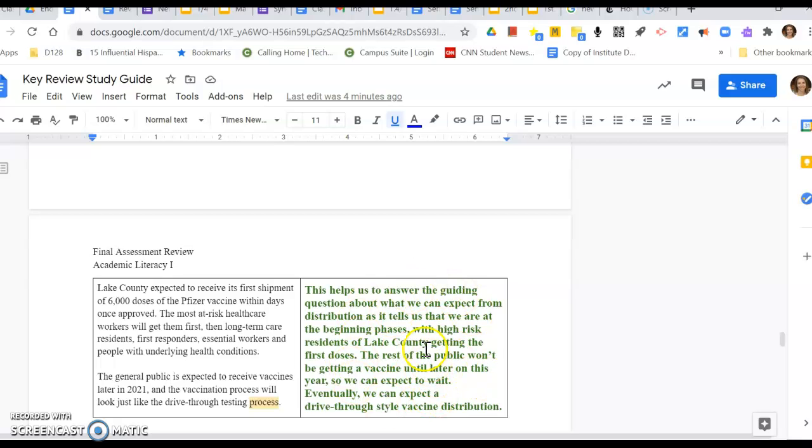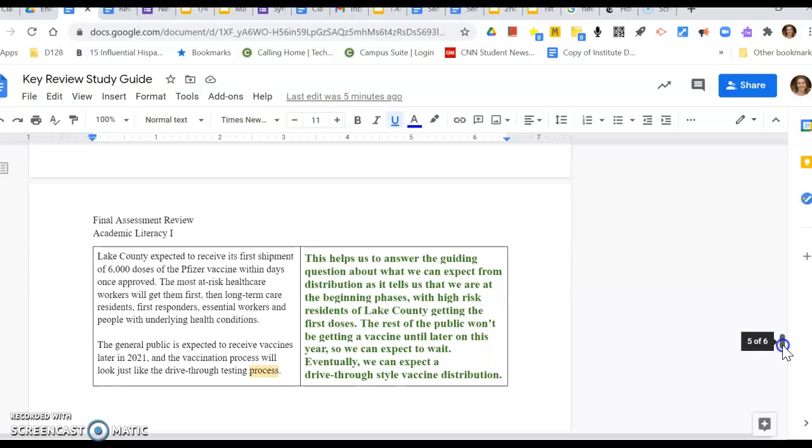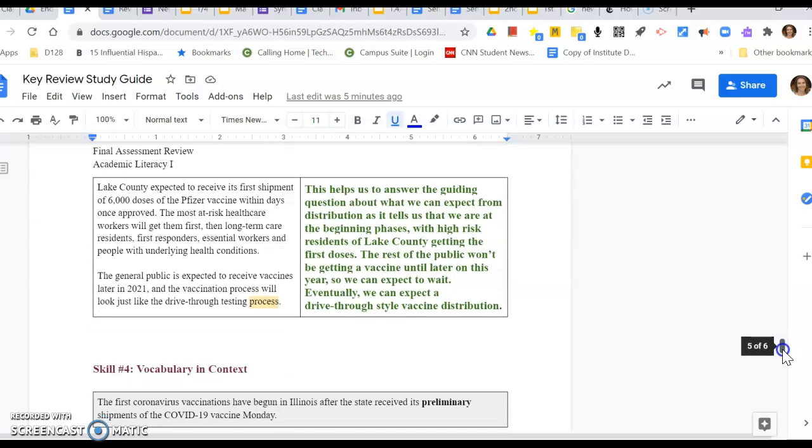So again, I'm just answering what we can expect from the distribution process based on this evidence that I pulled out here. You might have pulled different evidence out, that would be fine. But I think this evidence at the end really helped give a nice overview of what we can expect from the distribution process as we go forward here.